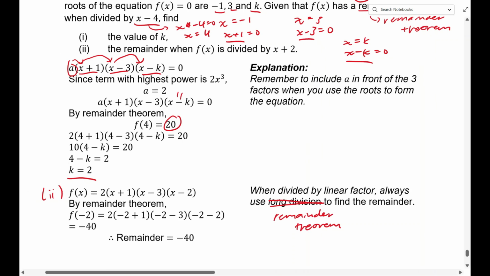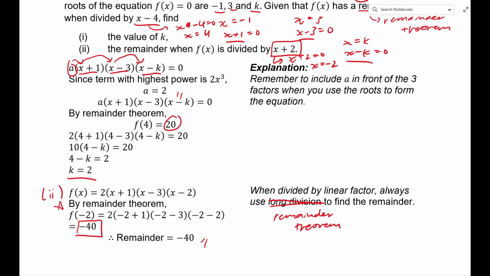We will have to find the remainder when f(x) is divided by x plus 2. So in order to find the remainder, we have to sub x equals to something. From here, x plus 2, let it equal 0, then we shift the 2 over, so x equals minus 2. So now we know to sub x equals minus 2 into our f(x), and then we'll end up with minus 40. So this is our remainder. That's why our remainder is equal to minus 40. And of course, you have to specify once again by remainder theorem.